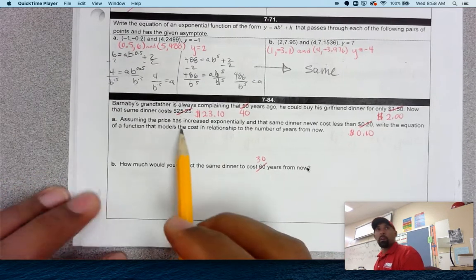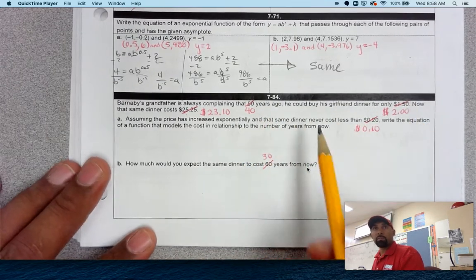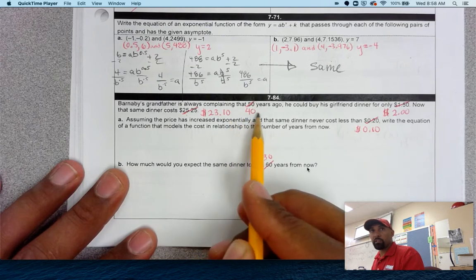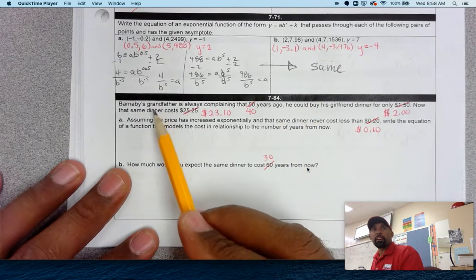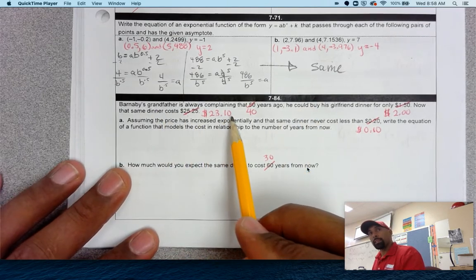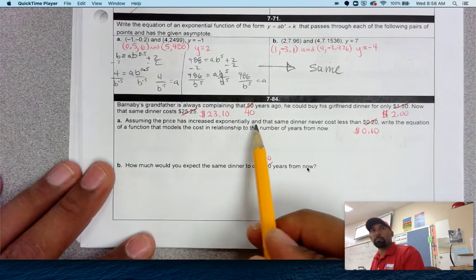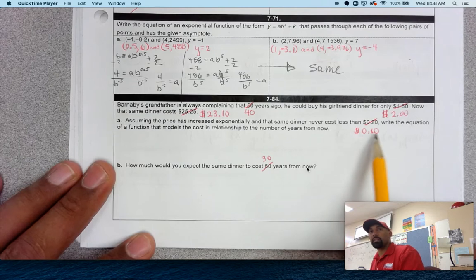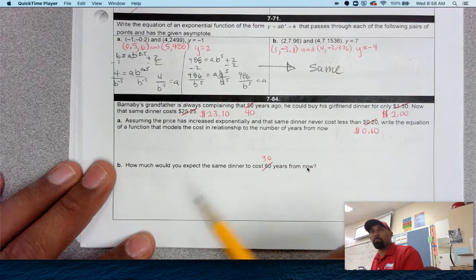Okay, now, Barnaby's grandfather. Remember again, I'm changing all the numbers, so use your numbers when you solve this. Barnaby's grandfather is always complaining that 40 years ago, he could buy his girlfriend dinner for $2, and now the same dinner costs $23.10. So obviously it's increased in price. Assuming the prices increase exponentially, and that the same dinner never costs less than 10 cents, write the equation of a function that models this relationship in a number of years.